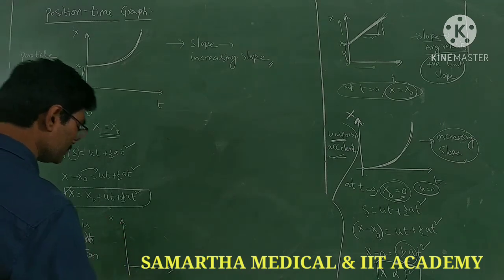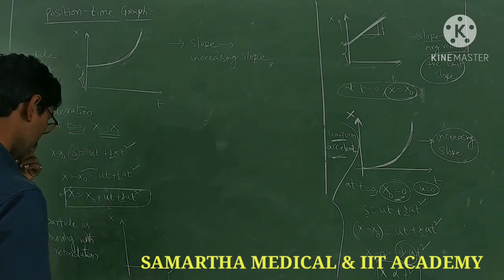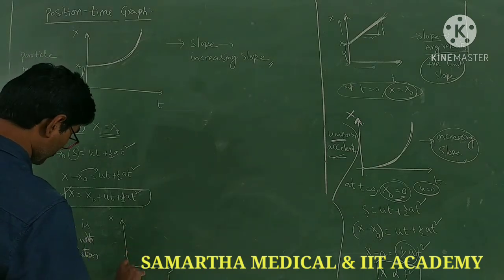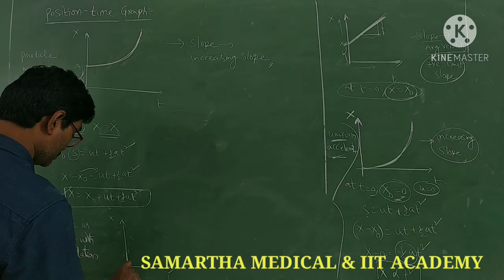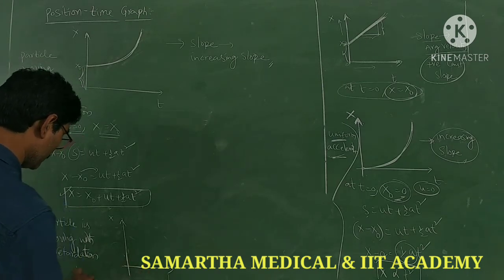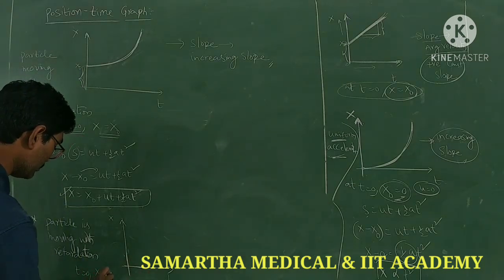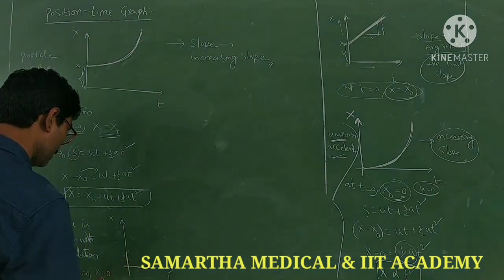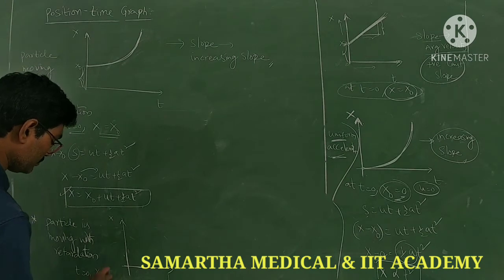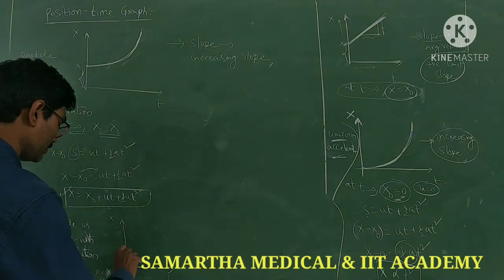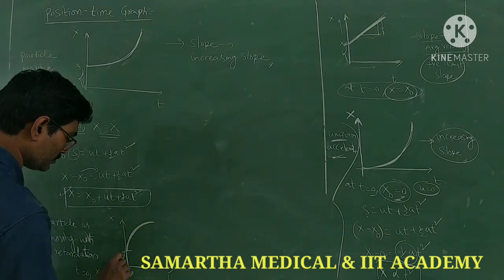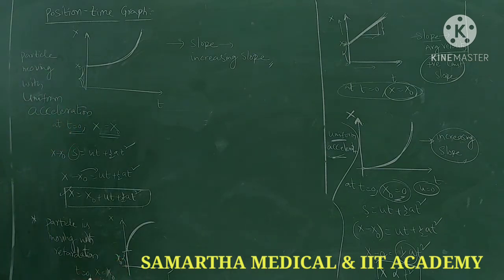So if I take position and time, the particle is initially at some position, and so at t equal to 0, you can take any initial position. You can take x equal to x naught equal to 0, or you can take x as x naught also. In that situation, the particle starts from here like this, you can see the curve. So what it represents is that it started from x equal to x naught at t equal to 0.